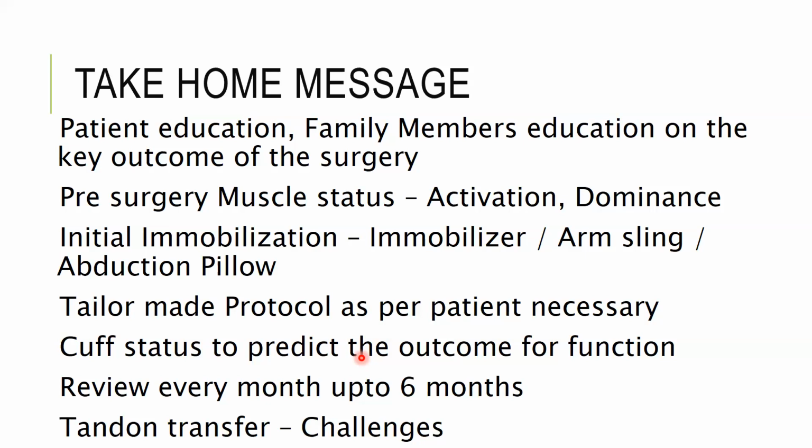So we can now try to make the protocol where we write when we want to start the passive, when we want to start the active assisted, and when we want to achieve the range. We mark it in our chart for the patient, saying, okay, this is the stage where for flexion you have to go only up to this level, not more than that. The cuff status will also predict the outcome of the function. And for these patients, I think if we can do a review every month up to 6 months, that will be better to know how they are functionally improving.